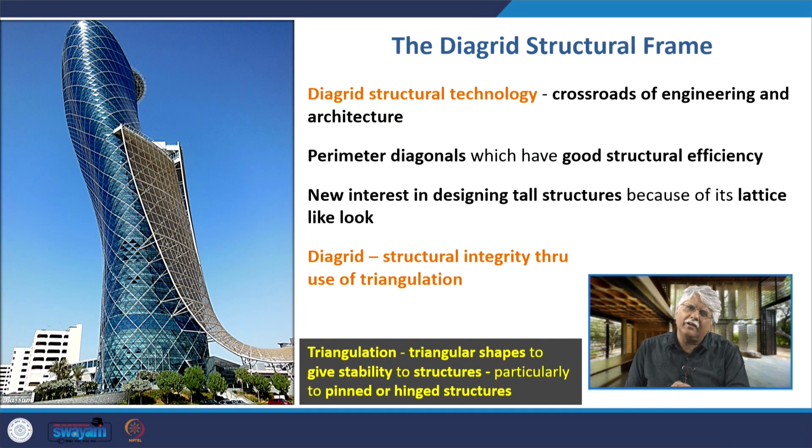In the Diagrid structural frame, the structural technology is a crossroad of engineering and architecture. It has a tremendous architectural appeal, which is one of the reasons why architects have been attracted to it. The perimeter diagonals have very good structural efficiency, and this is a very new interest in designing tall structures because they have this lattice-like look as you see here in the Capitol Gate building. So Diagrid is structural integrity through the use of triangulation.